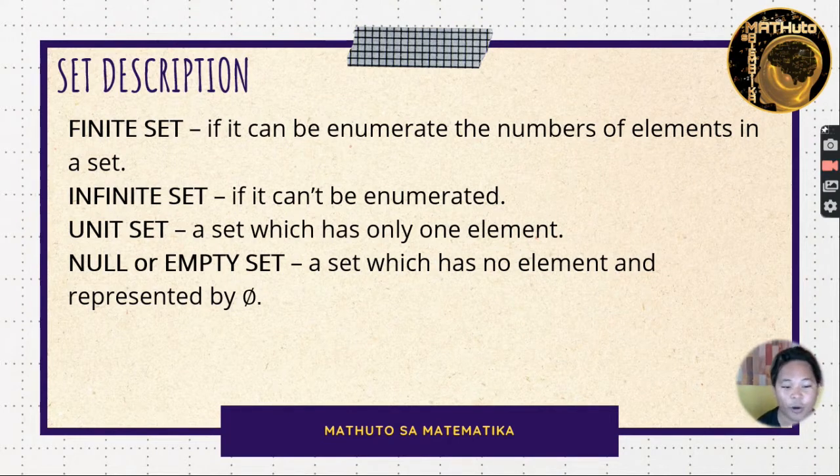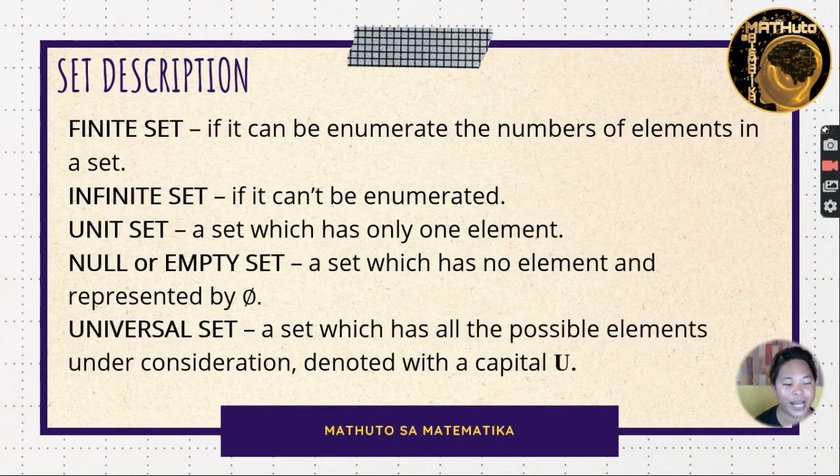We have also the null or empty set, a set which has no element and represented by O with a slash po. Another one, we have also the universal set, a set which has all the possible elements under consideration, and it is denoted with a capital letter U.